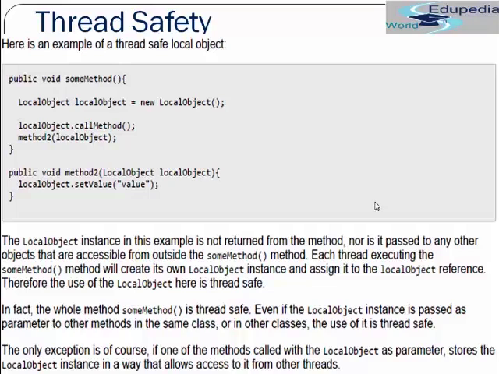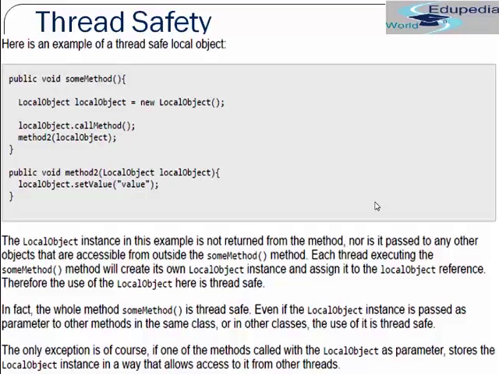Each thread executing the sum method will create its own local object instance and assign it to the local object reference. Therefore, the use of the local object here is thread safe. In fact, the whole sum method is thread safe. Why so? Because there is nothing going outside to another thread.